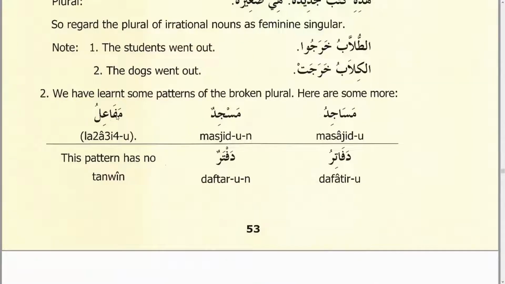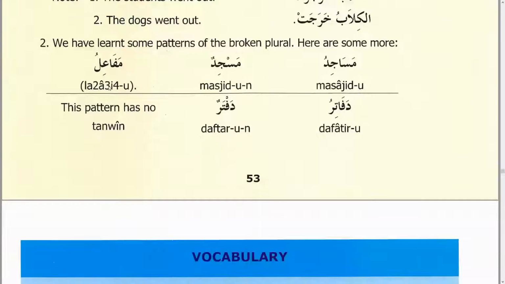And we've also learned broken plural patterns. The mafailu pattern, like masjid, masajidu, daftarun, dafatiru. This is what mafailu is, a ghair aqil plural. This pattern has no tanween.